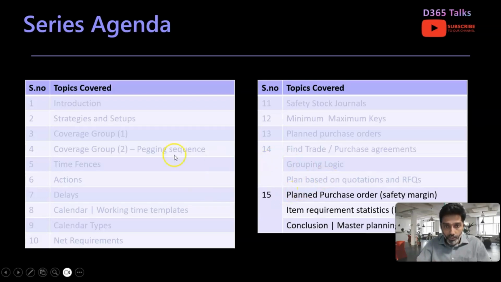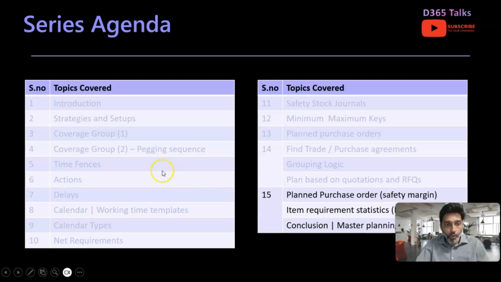As part of this series of videos, if you are watching from the beginning, we have covered some of the key concepts related to master planning, especially coverage group, time fences, action delays, calendars, net requirements. All of these are important topics as far as master planning is concerned. Unless you are aware of all these, you will not be able to run and get appropriate results, whether with respect to planned purchase order, production order, or transfer orders. So this is at a very basic level.